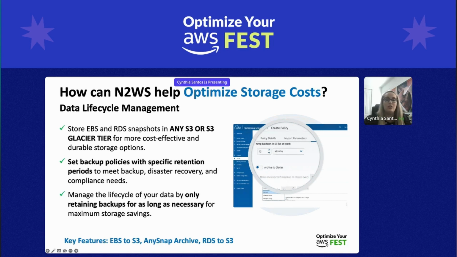Key features here are EBS to S3, any snap archive, and RDS to S3.